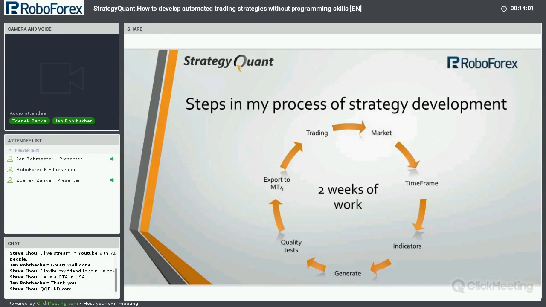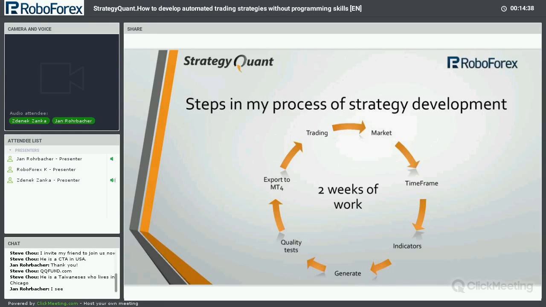Then I select the indicators. Which indicators do I want to use in my strategy? And I just touch the button generate. And in the generate process, everything is made automatically. Software will find the trading edge, test the strategy, recognize good and bad strategies, try to improve the strategy and optimize the strategy. Everything is made automatically. Then I will do the quality tests, so measure the quality of the strategy, and export to MT4. Export strategy to MetaTrader, and I can start to trade.